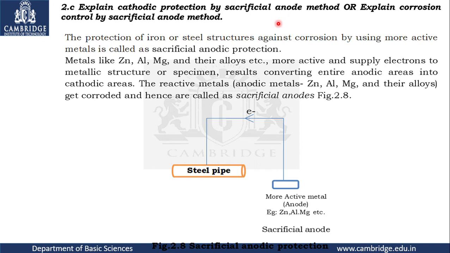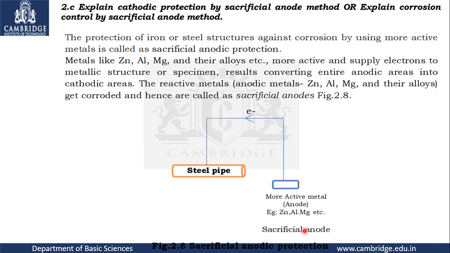For example, you have a steel pipeline below the ground. When the steel pipeline is in contact with the corrosive medium, it will definitely undergo corrosion. So to protect it, it can preferably be connected to an auxiliary anode, another metal that is more reactive than our original metal.